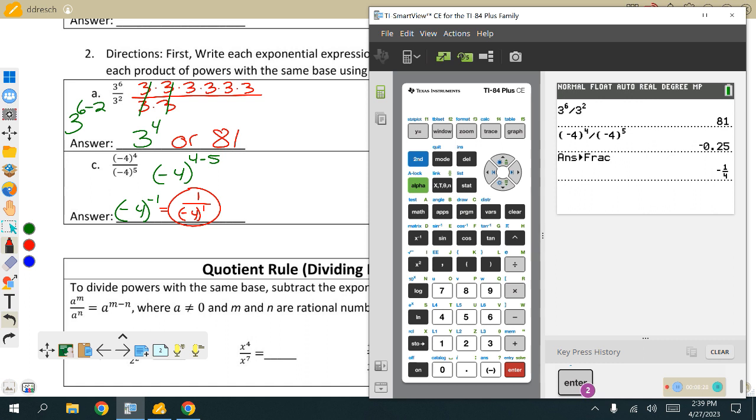So get great at your calculators. These calculators will never leave you. When do they leave you? Once you leave high school, they will leave you. Okay, we're not there yet. You're not seniors yet.